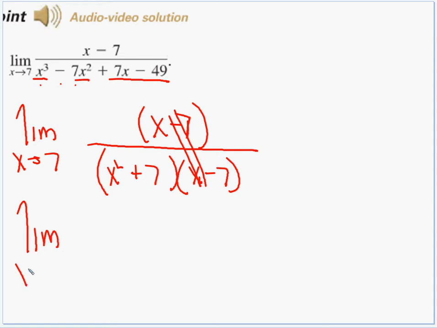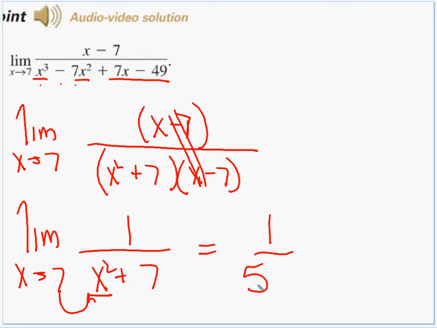Let me write this out. We're approaching 7 again. 1 in our numerator, and then we'll have an x squared plus 7. So we direct sub in the 7. That's a 49. 49 plus 7 is 56. 1/56.